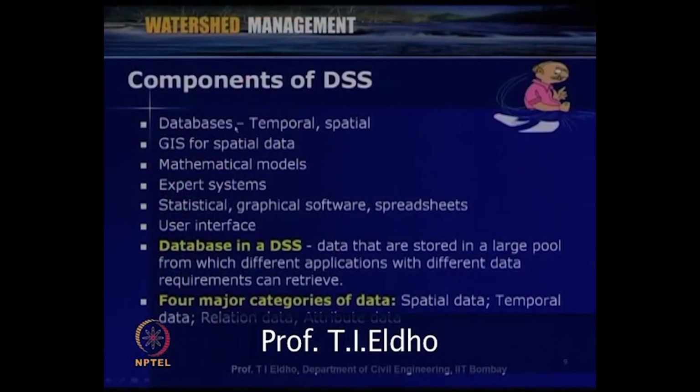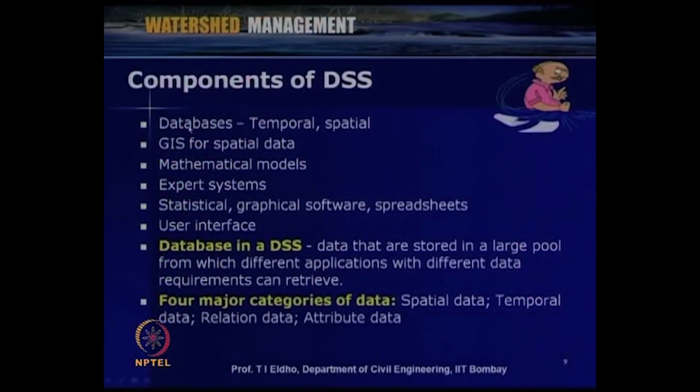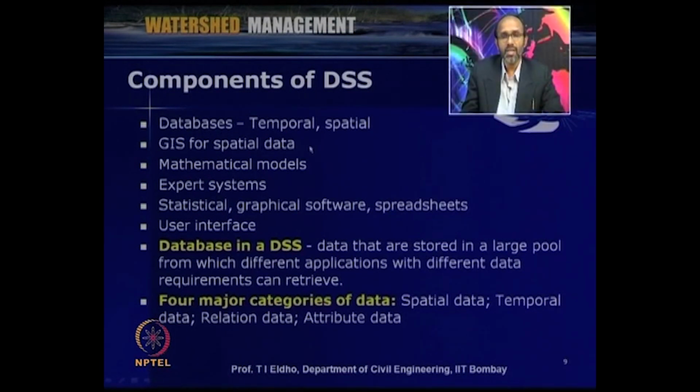So, various components of a decision support system I have listed here. The first one is the database. Generally, the database can have spatial variation, that means spatial data, and time dependent or temporal data. As I mentioned, GIS or remote sensing we can use for spatial data, so that various maps and so on can be generated. And then another one is the mathematical models, the computer models which will be running and generating the results.